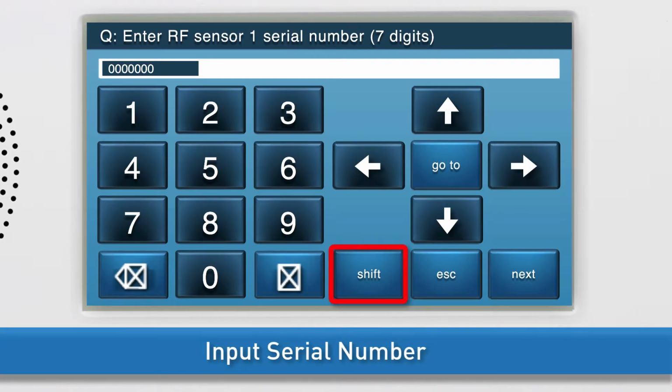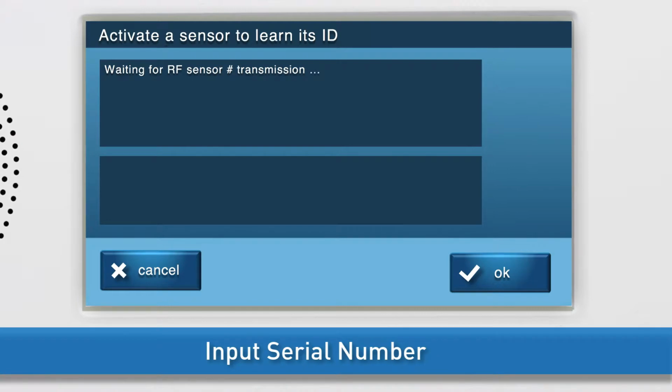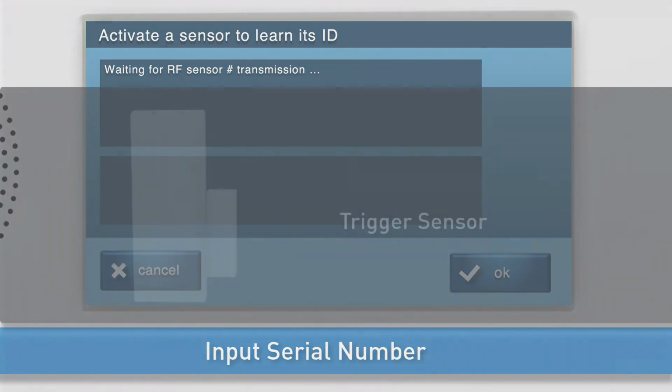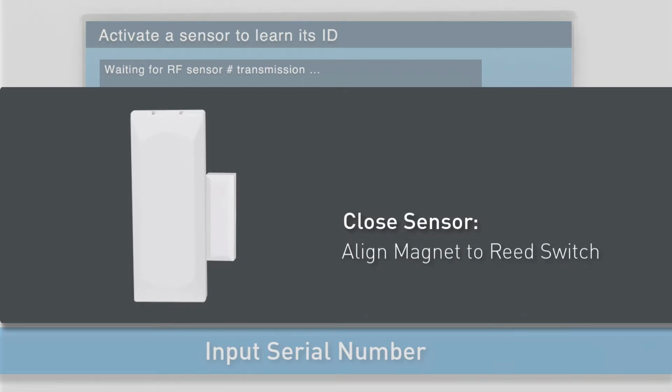Press Shift. Then Learn. You will see a message that the panel is waiting for the sensor transmission. Trigger the sensor by pulling the magnet and transmitter apart. Close the sensor again by aligning the magnet to the transmitter's reed switch.